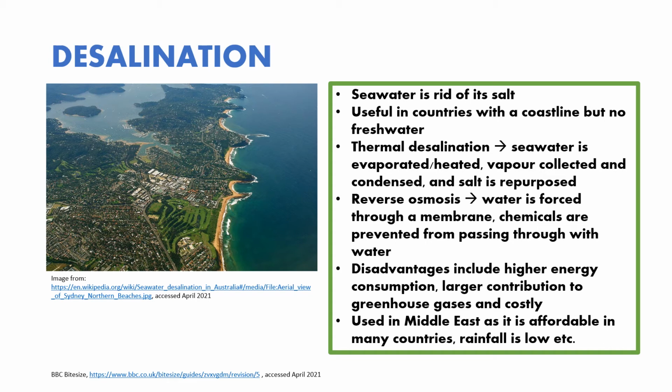Another method of desalination is reverse osmosis, where seawater goes forcibly through a membrane at a high pressure. The membrane prevents any chemicals dissolved in the water going through, with only water passing through.